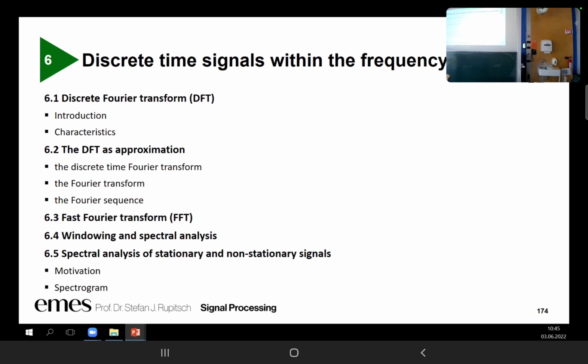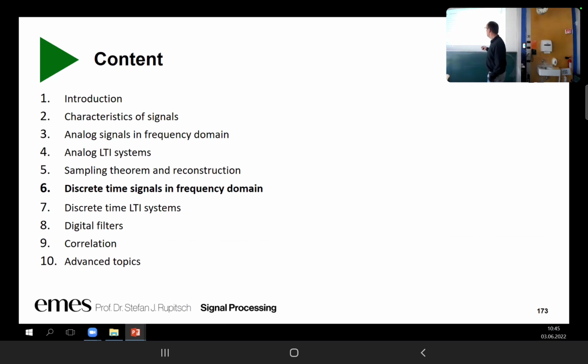What's the content of chapter 6? Let us return to the overall content of the lecture. In chapter 2, we studied characteristics of signals. We concentrated on analog signals in chapter 3. Then we discussed LTI systems in chapter 4. Chapter 5, sampling theorem and reconstruction. And the next step, chapter 6, will be discrete time signals in the frequency domain.